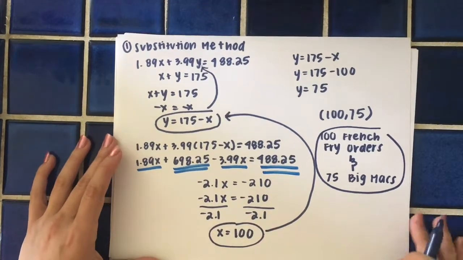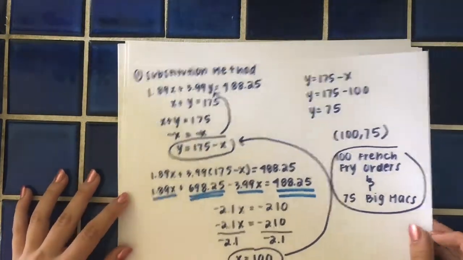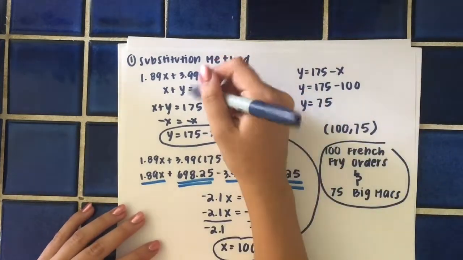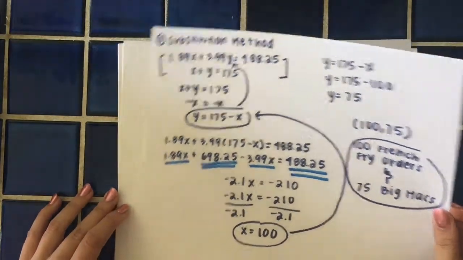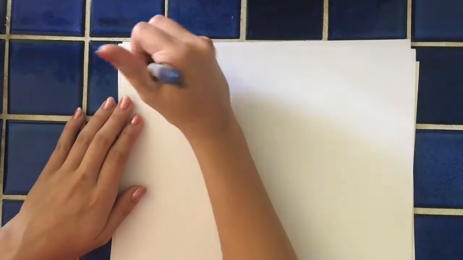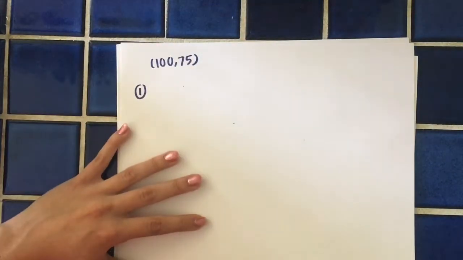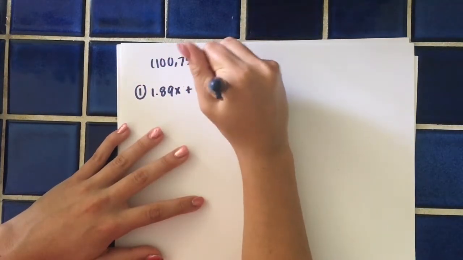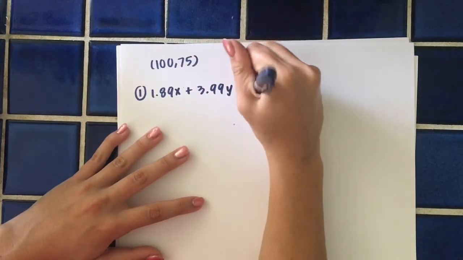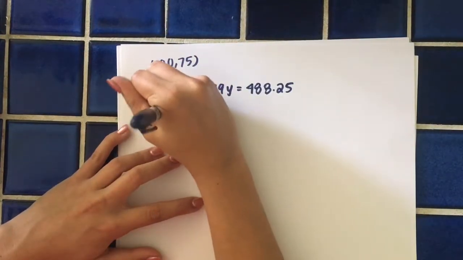So this is our first method. You can check this method. Let's just check the method and see if it works. We can plug these two answers into the first two equations to see if it's actually true. So our solution was 100, 75, and let's see if it works for the first equation. Our first equation is 1.89x plus 3.99y equals 488.25. So let's plug in x and y.